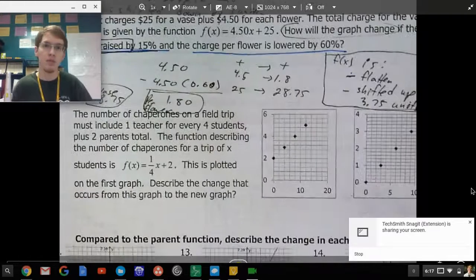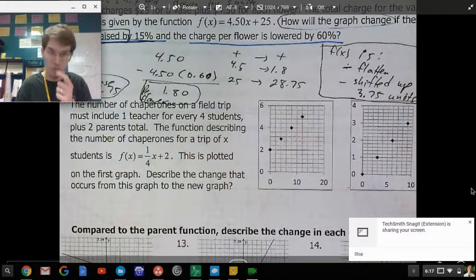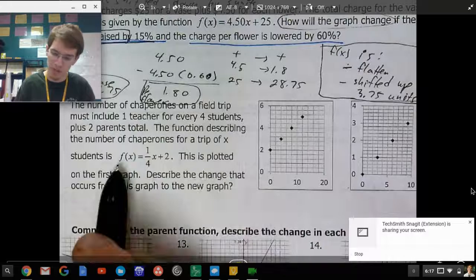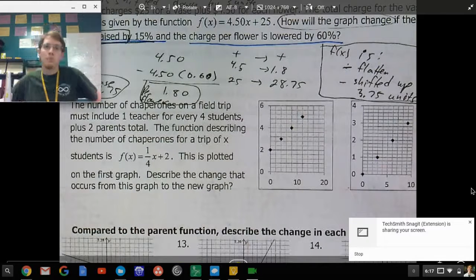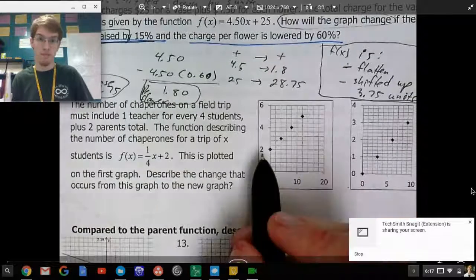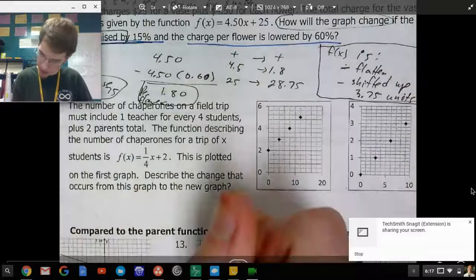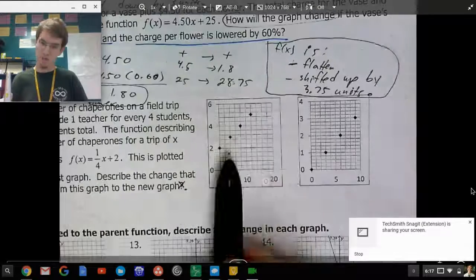The number of chaperones on a field trip must include one teacher for every 4 students, plus 2 parents total. The function describing the number of chaperones for a trip of x students is f of x equals 1/4 x plus 2. This is plotted on the first graph. That's this one right here. Describe the change that occurs from this graph to the new graph. And really that is a statement, not a question. Describe this. So from here to here.